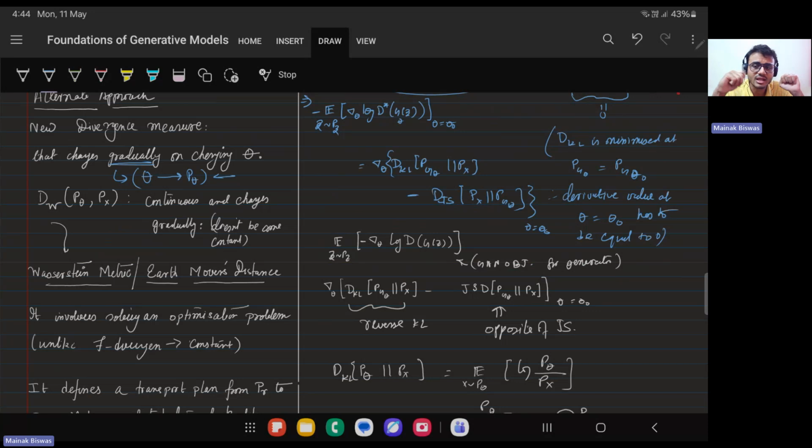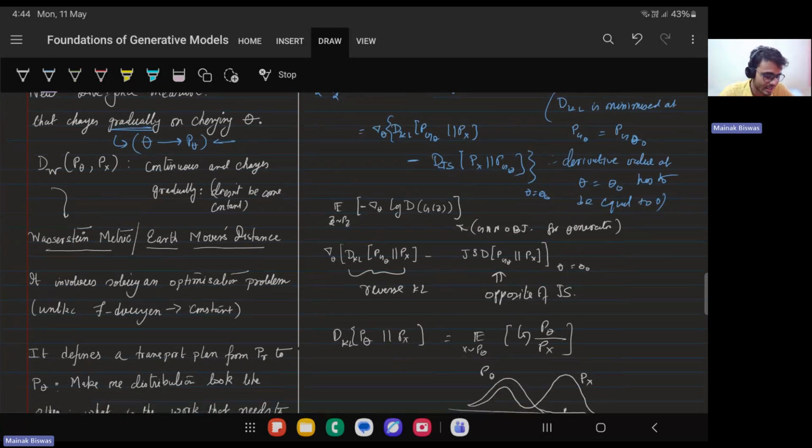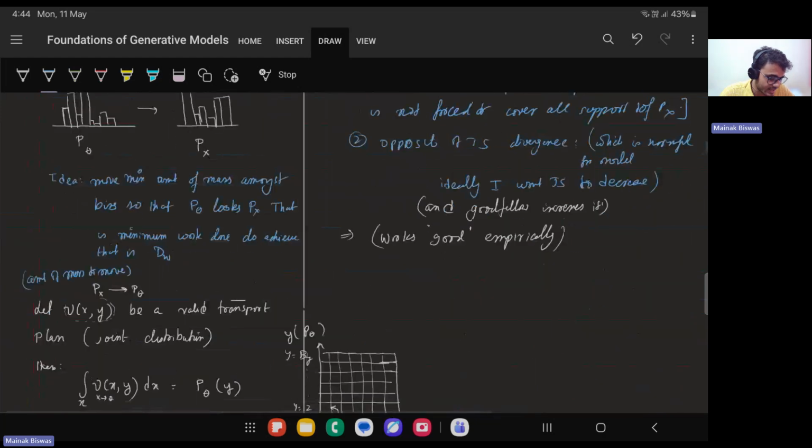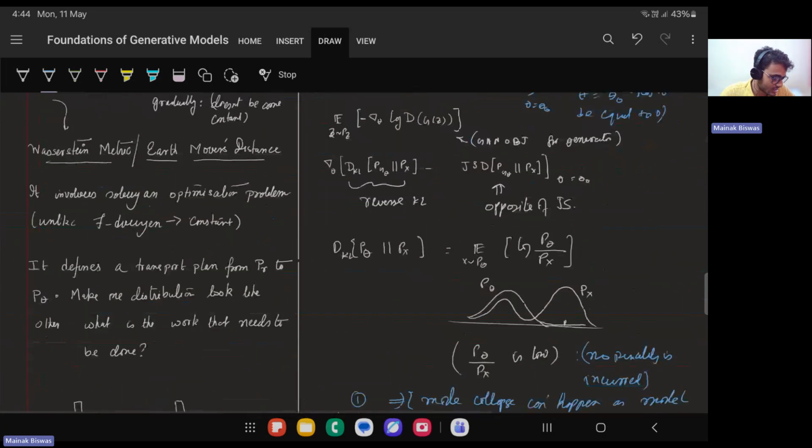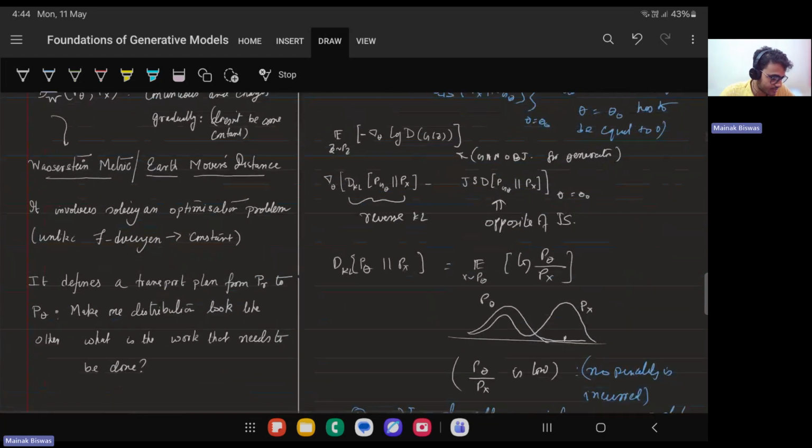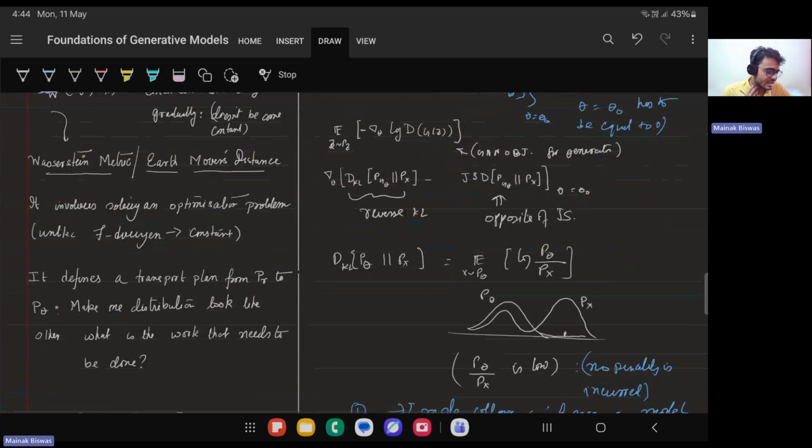But what I'm trying to say is, for this model that I have over here, I want a metric that makes the mapping between P theta and theta continuous. So we'll try to understand what that means. We'll try to see what Wasserstein distances are. But yeah, this is the overall idea.